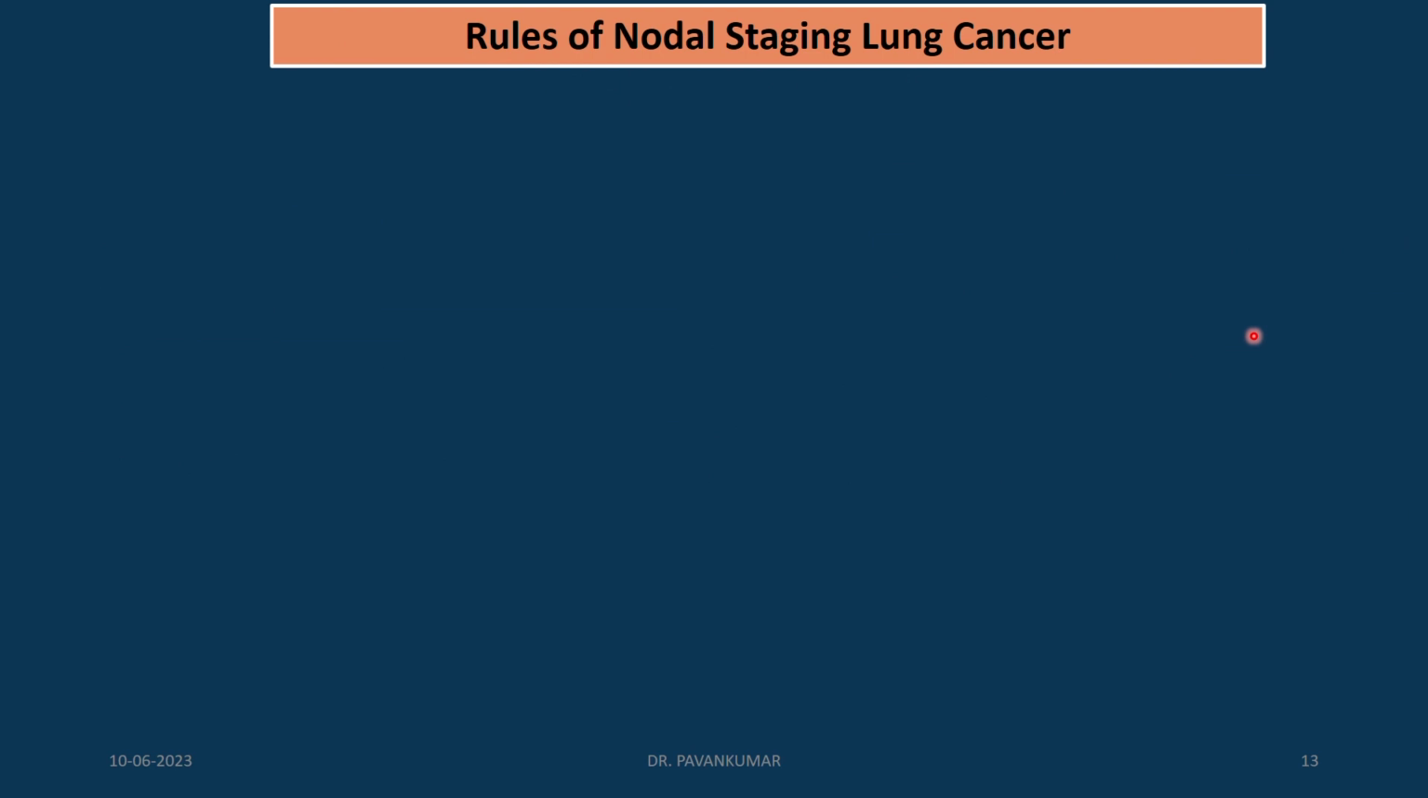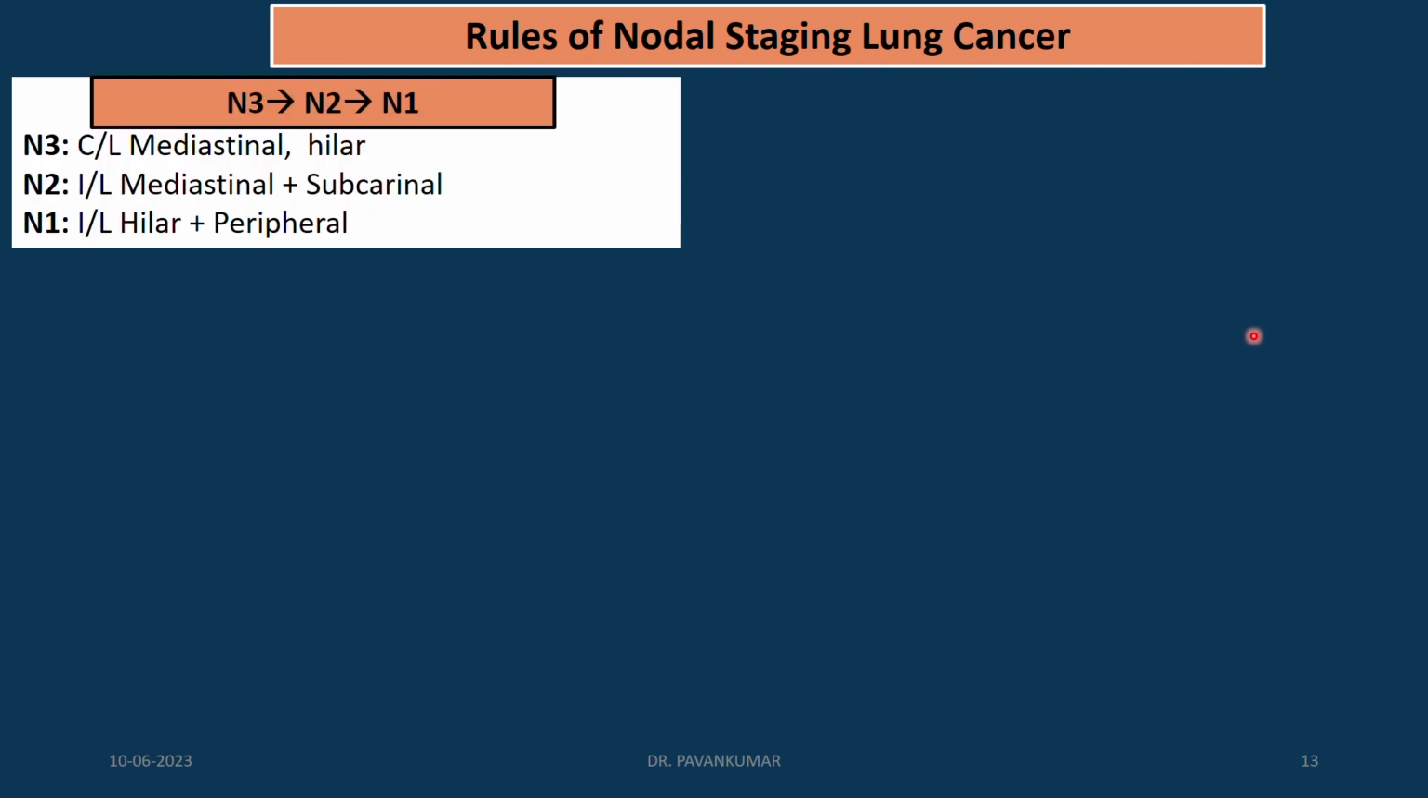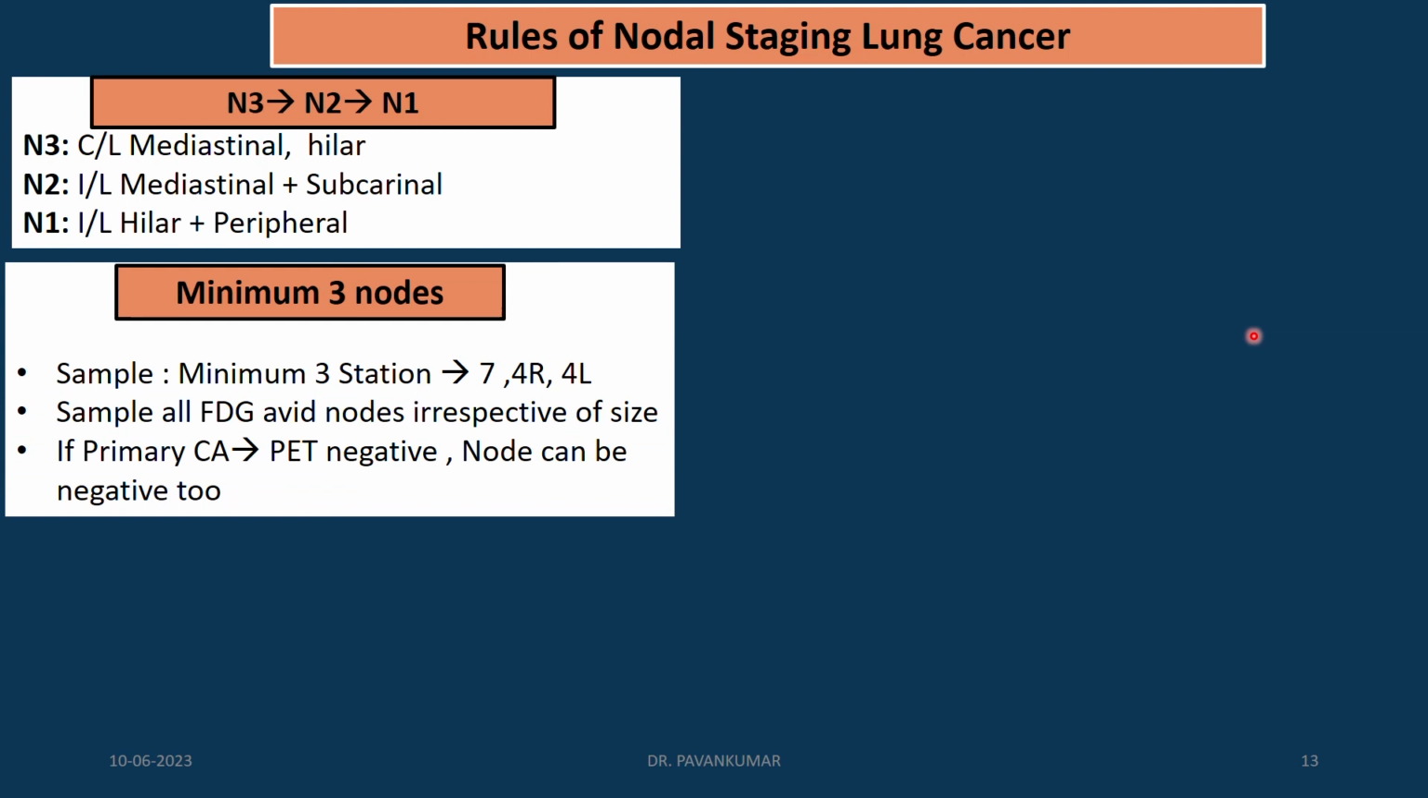There are 4-5 rules we follow in nodal staging. You start from N3, N2, N1. That is the highest possible node on the contralateral side, and then you come towards the ipsilateral side. Minimum 3 nodes should be sampled: that is station 7, 4R, and 4L. Must. Mediastinoscopy will give access to this minimum. EBUS will give access to everything, but minimum 3 nodes should be sampled.